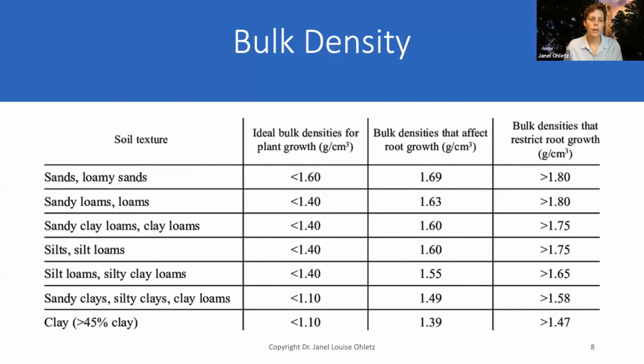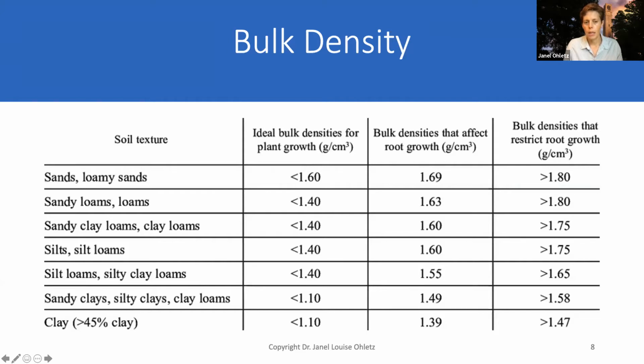So another thing that this makeup of sand, silt, and clay also influences is something we call bulk density. It's basically the amount of weight per volume. There's a lot of numbers on here, but what I really want to point out is the differences between an ideal bulk density for plant growth compared to a bulk density that restricts root growth.